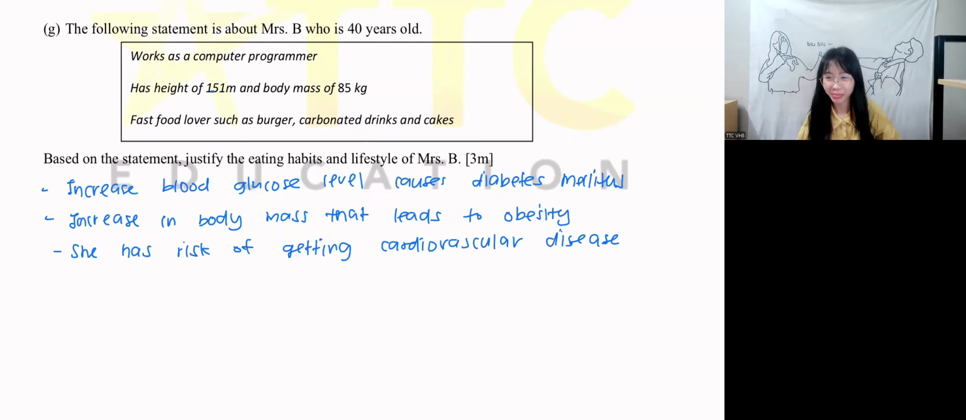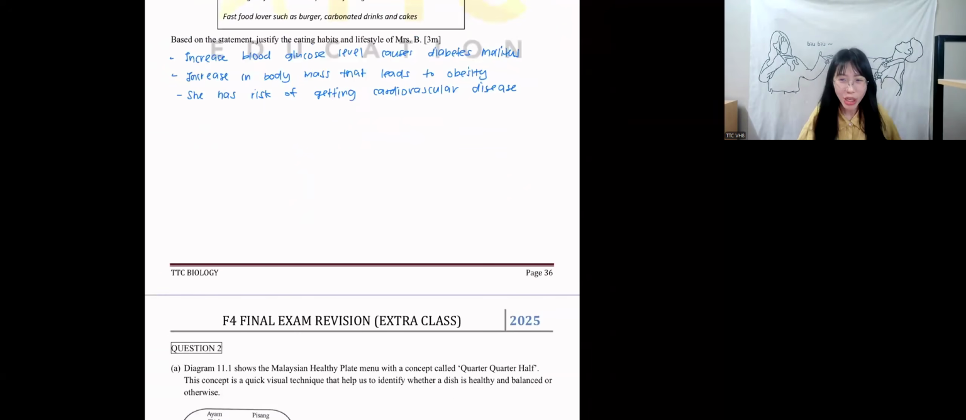Next question. 11.1 shows a Malaysian healthy plate menu with a concept called quarter, quarter, half. This concept is a quick visual technique that helps us to identify whether a dish is healthy or unhealthy.